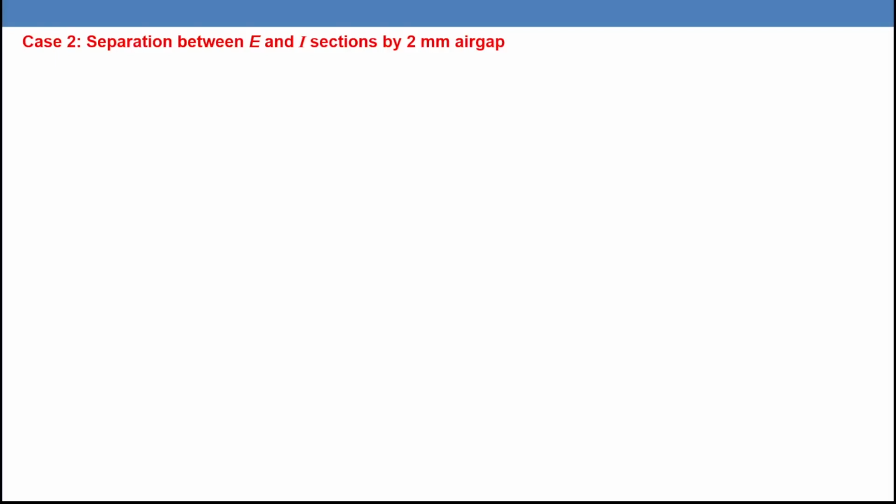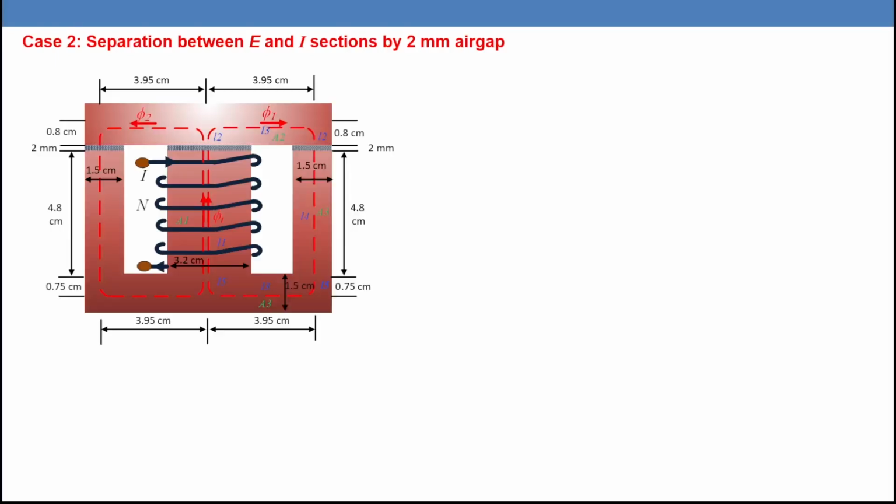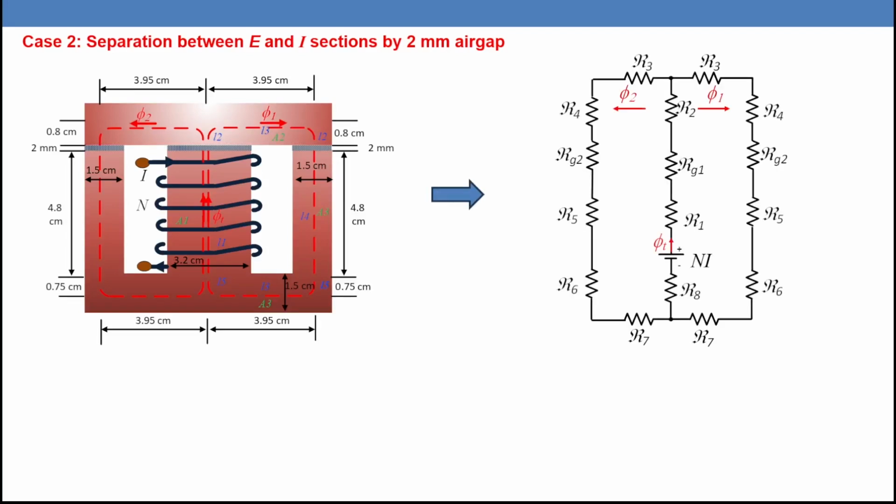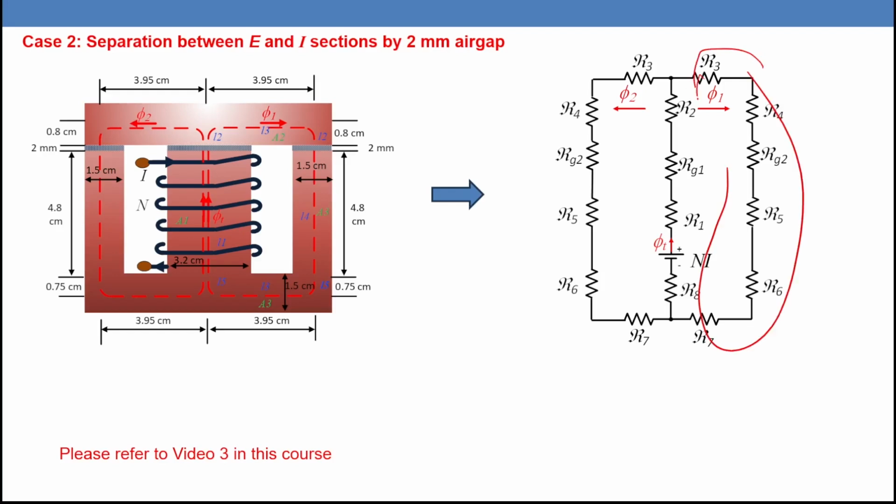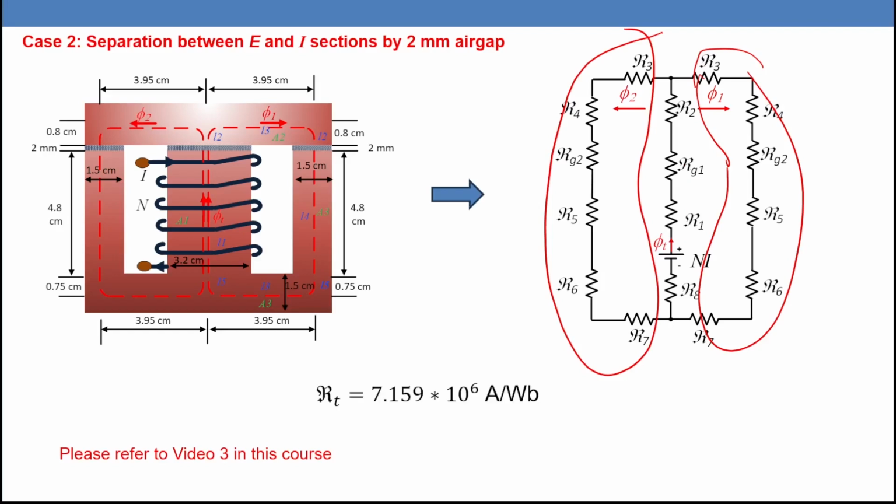Case 2. Separation between E and I sections by 2 mm air gap. So this is the magnetic circuit and all the dimensions are there. And then we have the equivalent electric circuit. Again, please refer to video number 3, how to calculate the reluctance. I'm going to add the link of the video in the comments. So those will be in series, parallel to the left side. That will be in parallel with this one and then in series with the middle limb. So the equivalent reluctance will be 7.159 10 to the power 6 ampere per Weber.